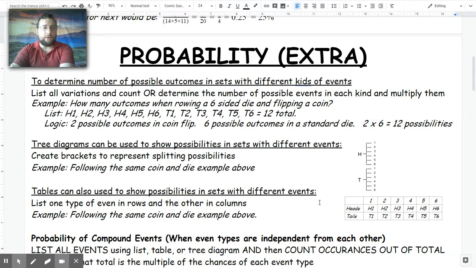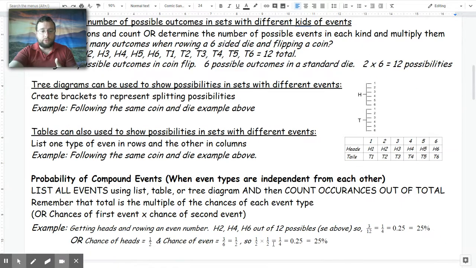Now, how would you then figure out a probability of a compound event, which is something happening with the first set of events and something happening with the second set of events, and what is the chance of both of them happening together? Like for example, if I'm trying to figure out the chances of getting heads and rolling an even number, right? So again, one way of doing that is to list all the events using the list or the table or the tree diagram and count all the occurrences that satisfy my outcome out of the total.